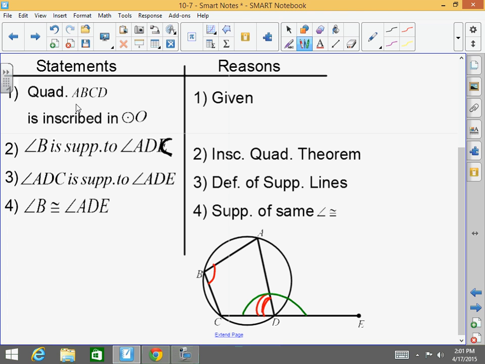Since angle B is supplementary to angle D, or angle ADC, and angle ADE is also supplementary to ADC. That means that angle B and angle ADE are supplementary to the same ADC. Therefore, they are both congruent. Easy peasy. Yes, sir.